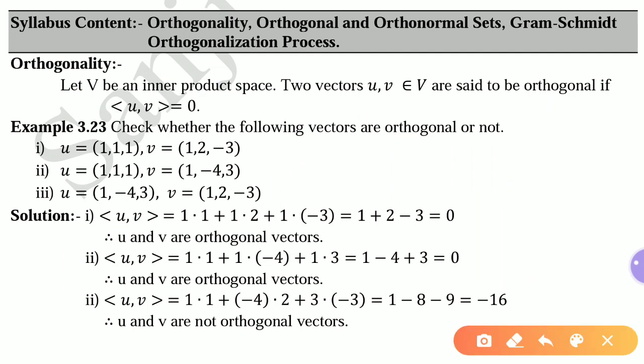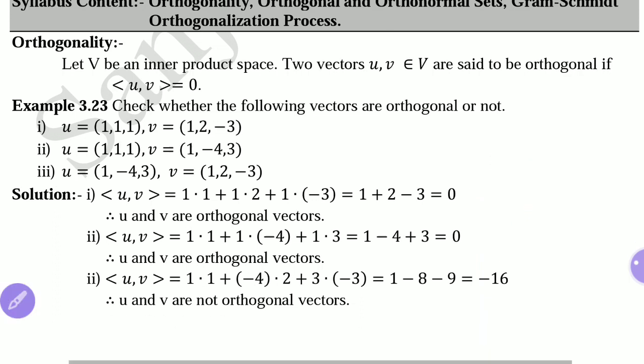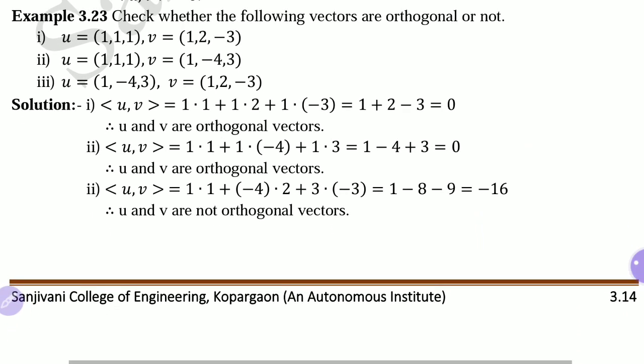The first component gets multiplied with the first component of the second vector, plus the second component gets multiplied with the second component, and likewise. For the first pair of vectors you will get the product as 0. For the second pair also you will get the product as 0. For the last pair you will not get the product equal to 0. So the first two are orthogonal and the last is not orthogonal. This is how you can check the orthogonality of two vectors.